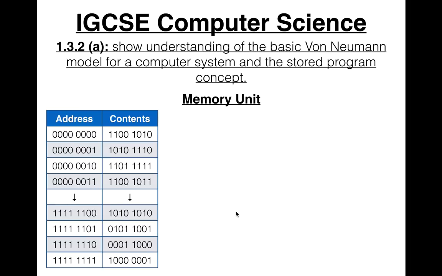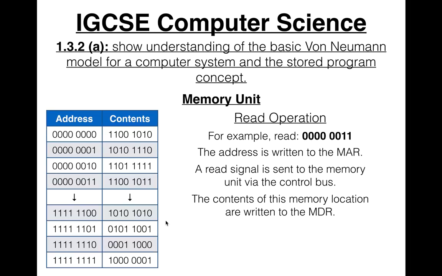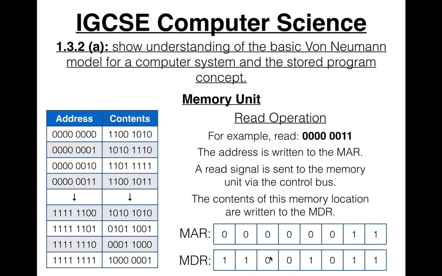So how are the registers actually used with the memory unit? Well, let's look at the read operation. For example, if we want to read the contents in this location right here, the address is written to the MAR. A read signal is sent to the memory unit via the control bus. The contents of this memory are written to the MDR. So the MAR would look like this, the MDR would look like this.